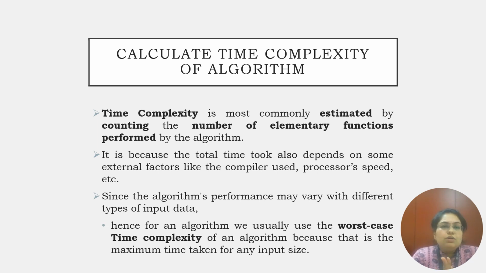Since the algorithm's performance may vary with different types of input data, for an algorithm we usually use the worst case time complexity because that is the maximum time taken for the input size. The worst time complexity defines that if we have a larger amount of data and a vast input size, then we could have more time for the execution.